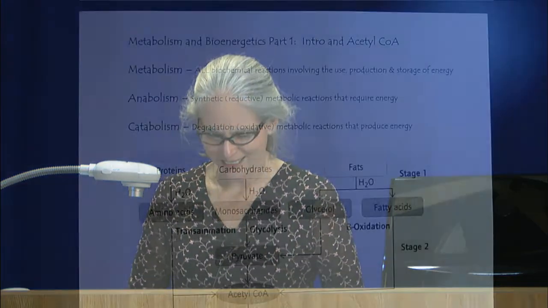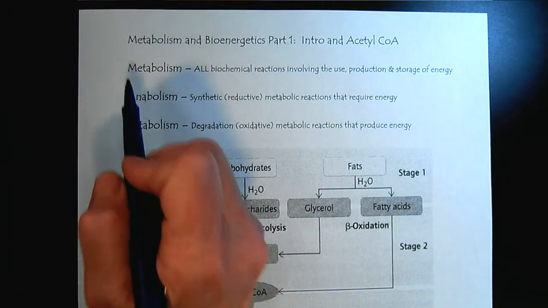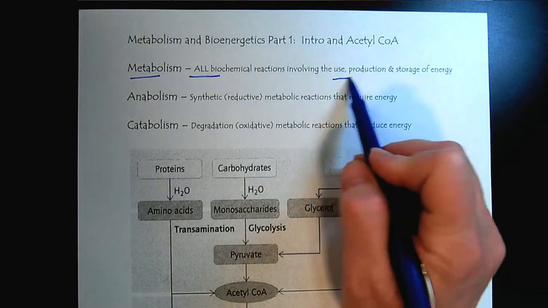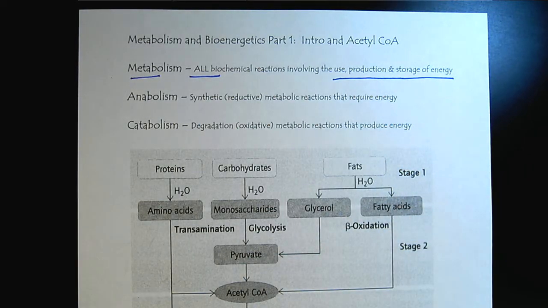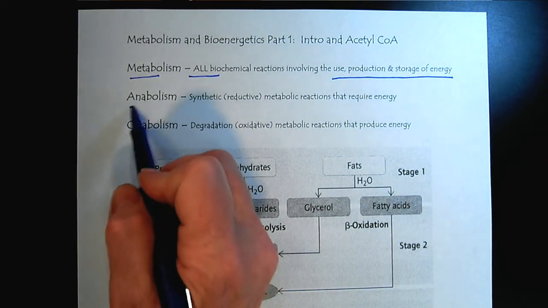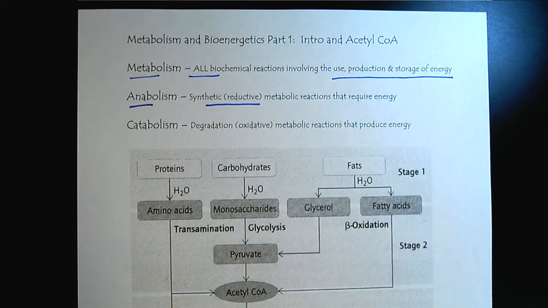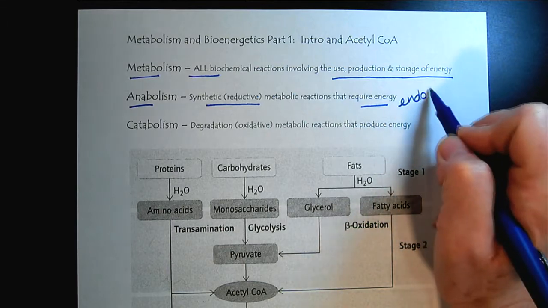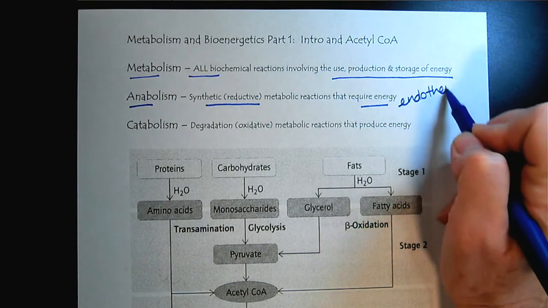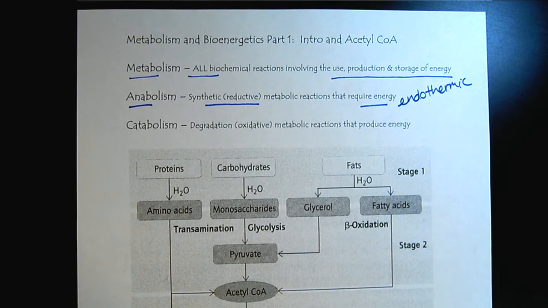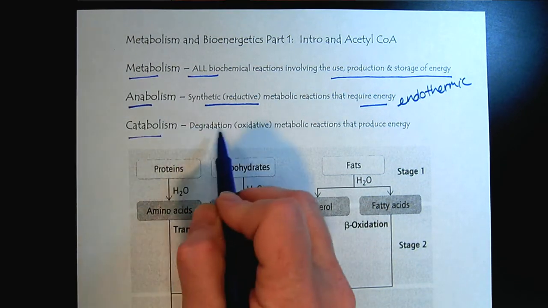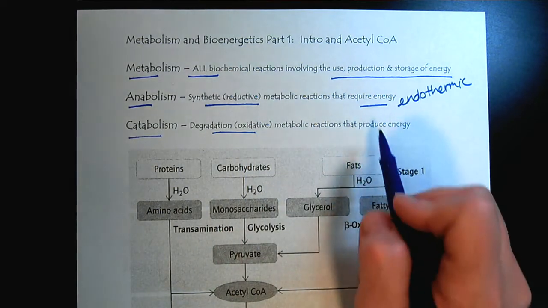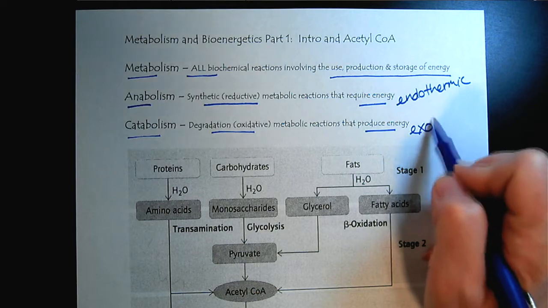Let's get started. So let's remember, metabolism is all of the biochemical reactions about the use, production, and storage of energy. And so we've learned anabolism, right? That's the synthetic or reductive, requires energy, so endothermic, and we'll learn a new word in this chapter. And then catabolism, that's degradative, or degradation, and it's oxidative, and those produce energy. So we can think exo.